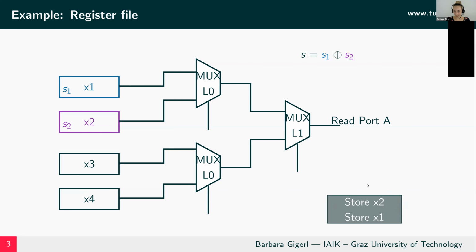The shares are in registers x1 and x2. Okay, so in the first cycle, we want to store x2, which means we have to read x2 from the register file. The multiplexers here get their respective value, and the value of S2 will propagate through the circuit until we see the data at the read port. In the next cycle, we want to store x1, which means we have to read x1 from the register file.